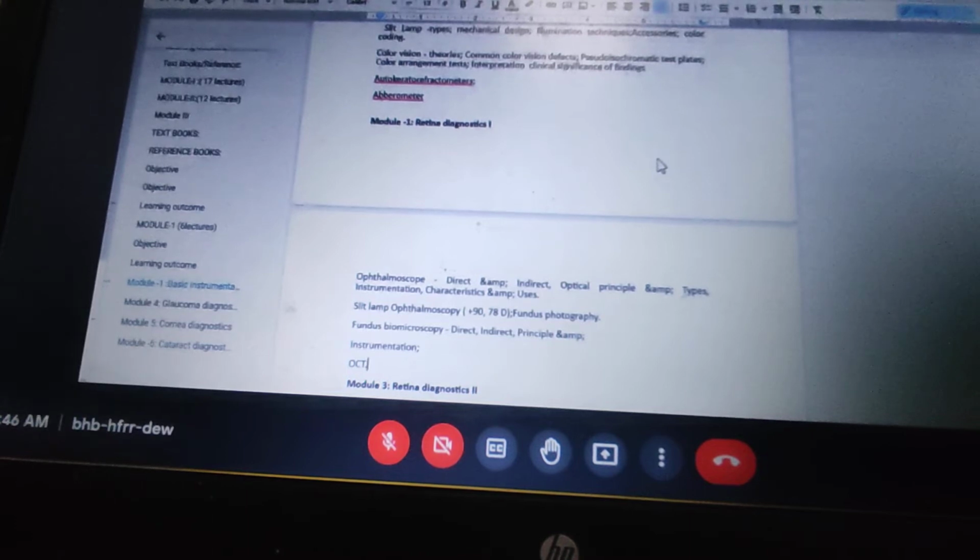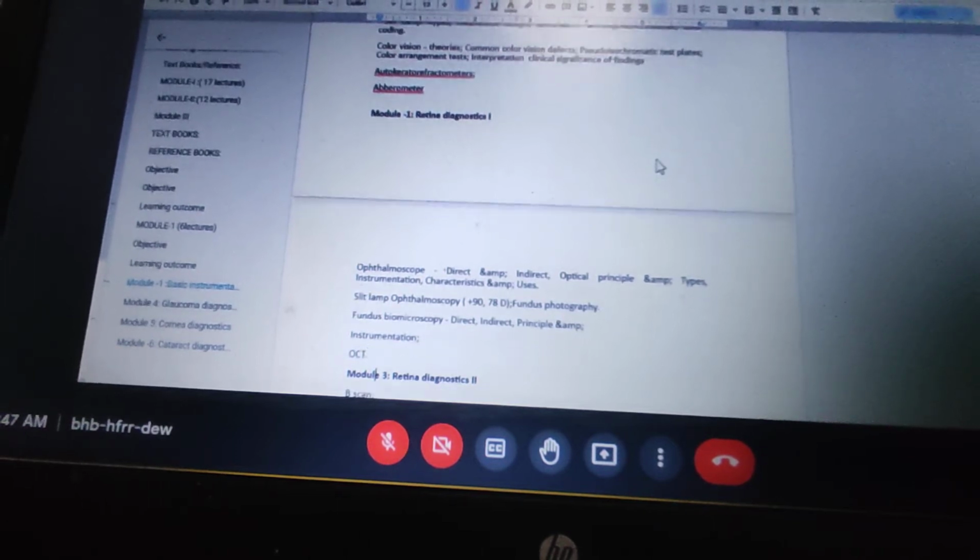Okay, fine. There are two main types of ophthalmoscopes. What are those types? What is the instrumentation of the ophthalmoscope that you will be learning? The second concept is slit lamp ophthalmoscopy. Along with the slit lamp, there are certain lenses called 90D lens and 78D lens. Why do we use these lenses? What are the uses of these lenses? You will be learning. Next you have fundus photography, then OCT and fundus biomicroscopy. These are the instruments that you will be using to see the retinal disorders that you will be learning in module number 2.